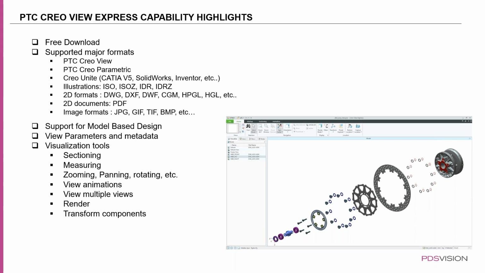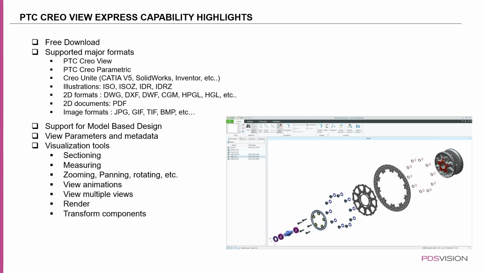It also has visualization tools, so you can section your parts, your assemblies, your 3D models. You can also measure distance, length, diameter, and all of those. So those who use Creo Parametric, the measures that you have in Creo Parametric are also available in Creo View Express. You can zoom, you can pan, you can rotate.